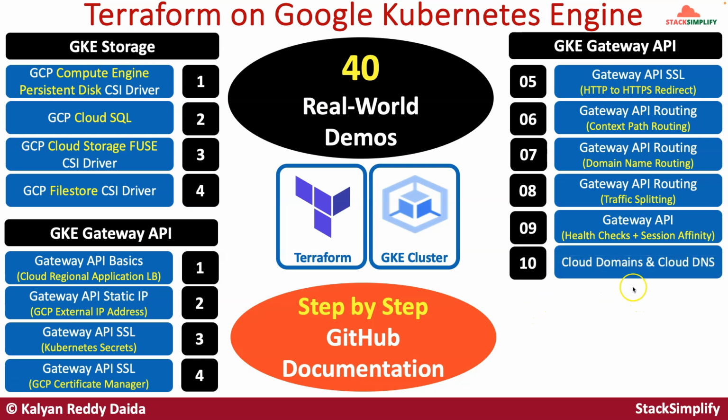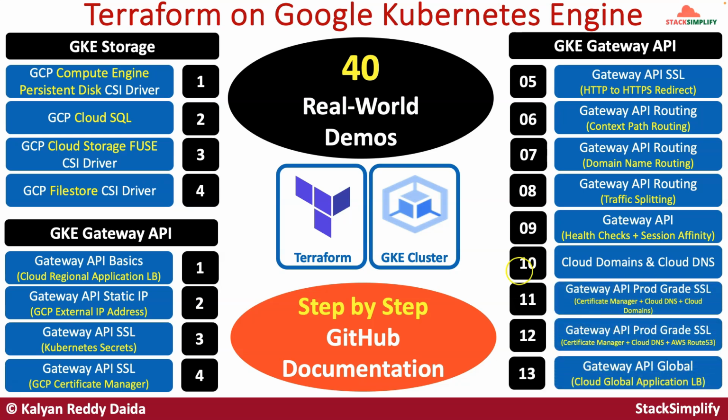And next is Cloud Domains and Cloud DNS. In this demo, we'll exclusively learn about these two services in detail. And once we get hands-on with those two services, we'll go ahead and implement demo 11 and demo 12. In demo 11, we'll focus on Gateway API production grade SSL. We will generate production grade SSL certificates using Certificate Manager plus DNS authorization in Certificate Manager.